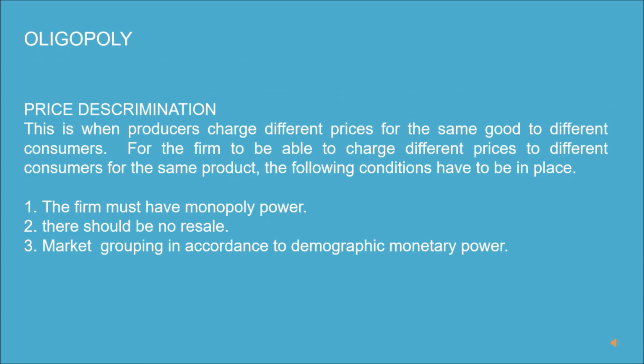Price discrimination. This is when producers charge different prices for the same good to different consumers. For the firm to be able to charge different prices to different consumers for the same product, the following conditions have to be in place. The firm must have monopoly power. There should be no resale. Market grouping in accordance to demographic monetary power.